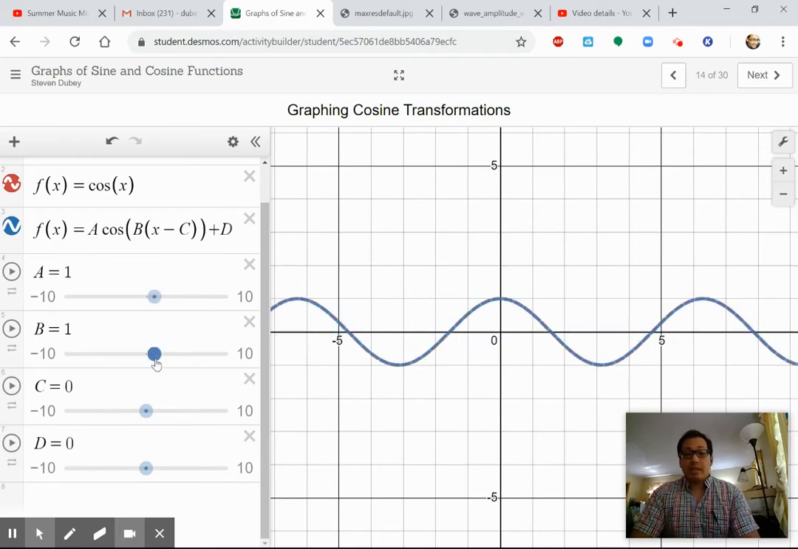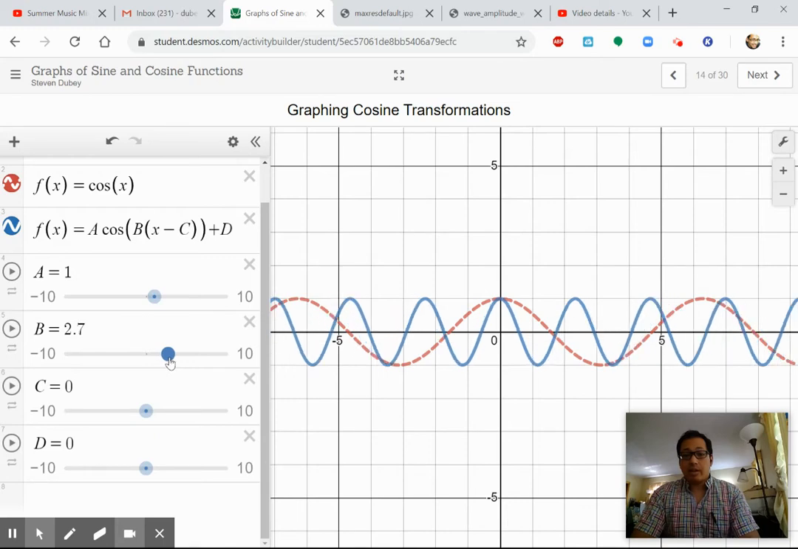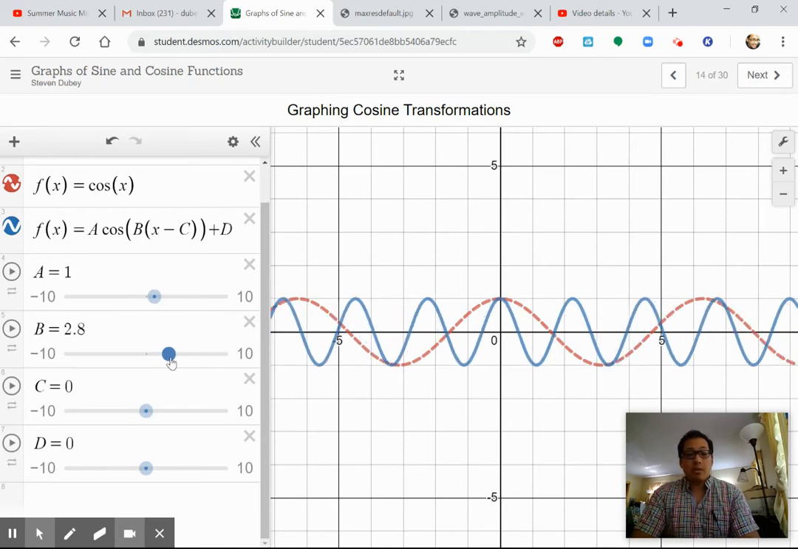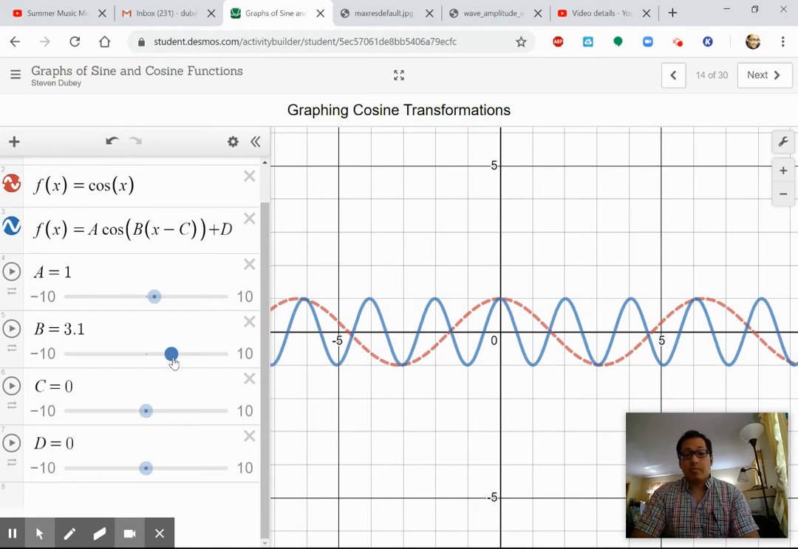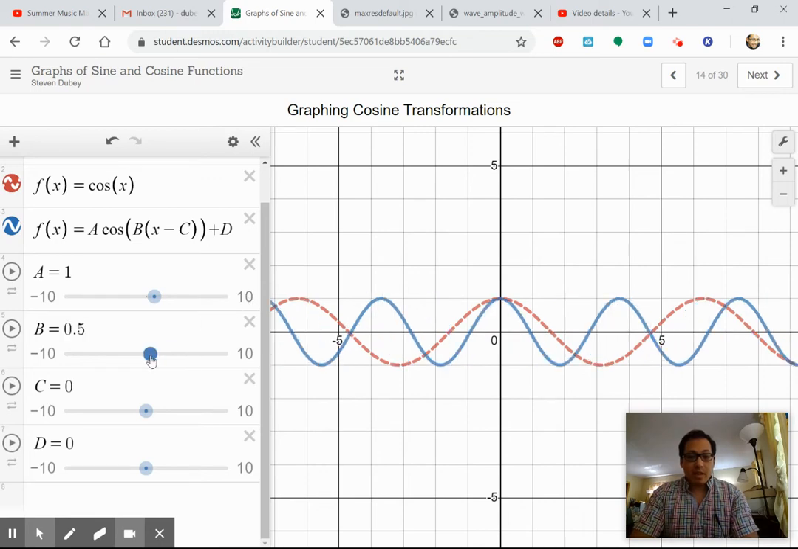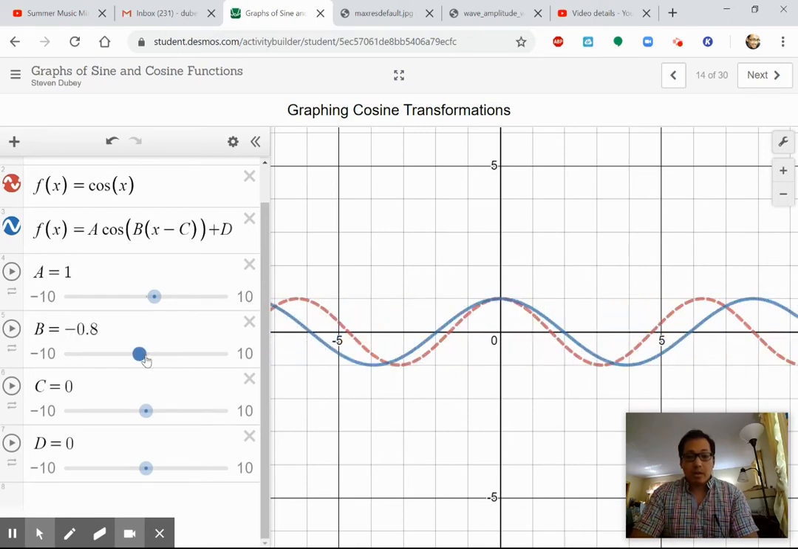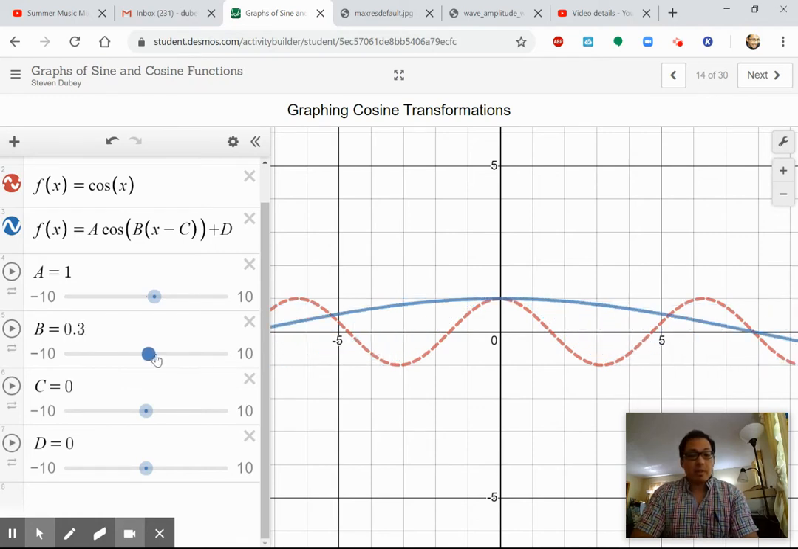What about B? What did B change? Changing B changes the period or the wavelength of the function. So making B a higher value, say maybe making B equal 3, it makes the period smaller. It makes it shrink, and kind of compresses the wave. And if B is a smaller value, it can spread it out. So let me set this back to 1.